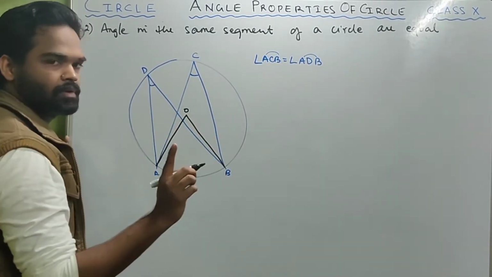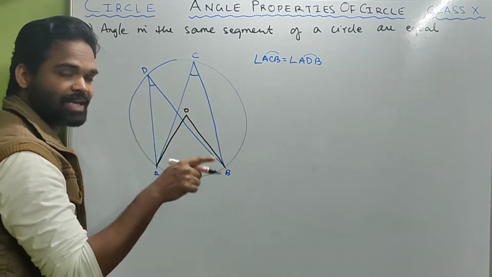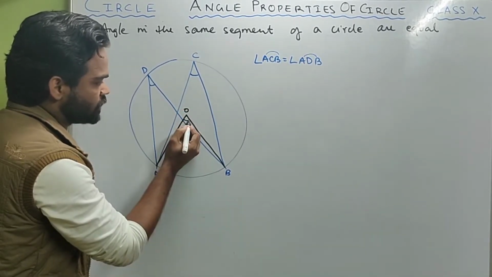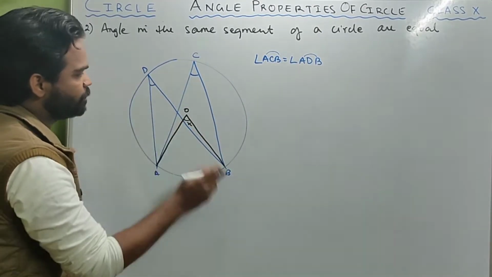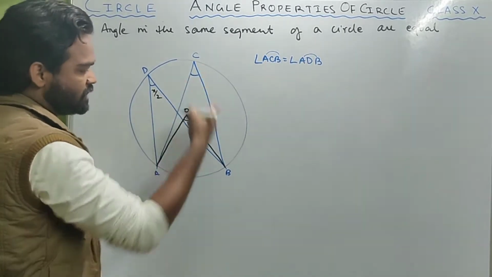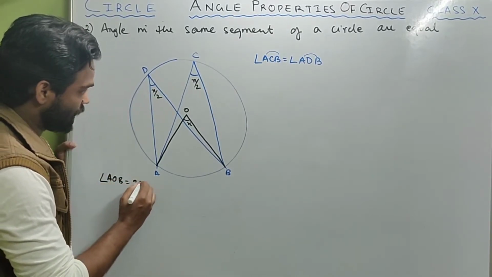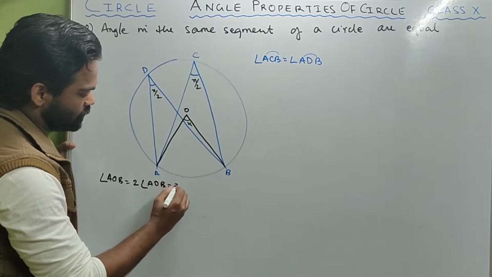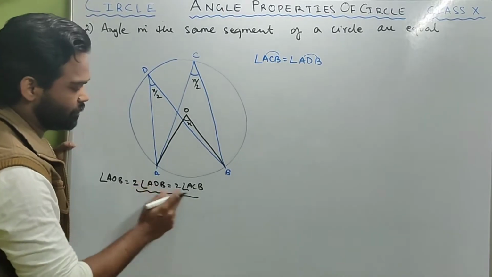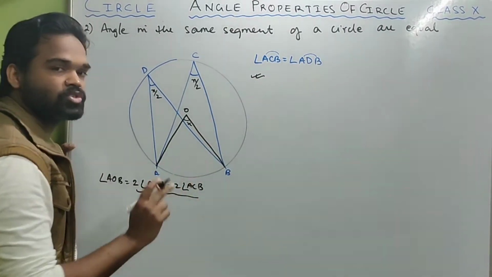We just did one theorem which says that angle at the center is twice the angle at the circumference with the same arc. So see, with AOB, suppose it is x, then ADB will be x by 2 by the first theorem. Similarly, ACB will be again x by 2, because angle at the center is twice the angle at the circumference, isn't it? Which means angle ADB will be equal to angle ACB. That's the proving.